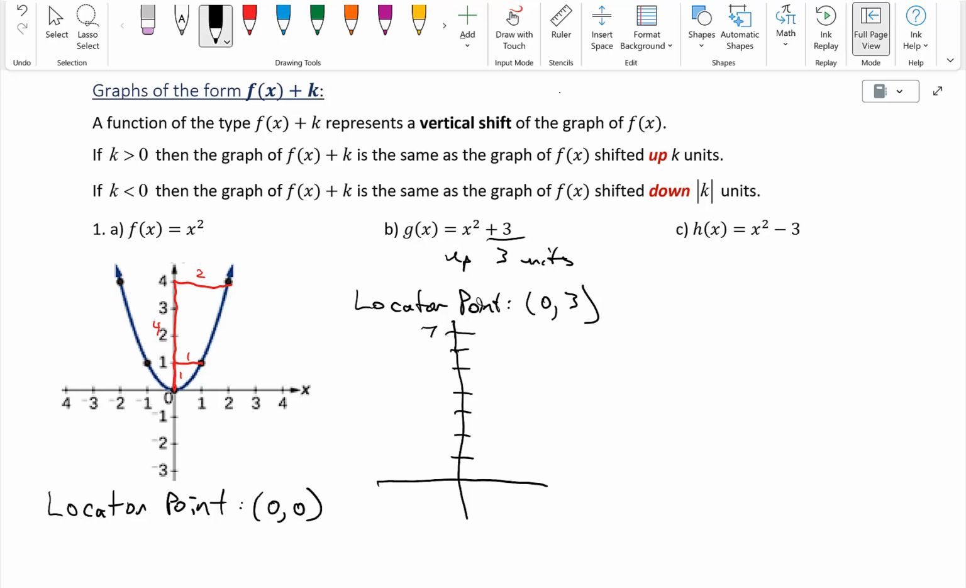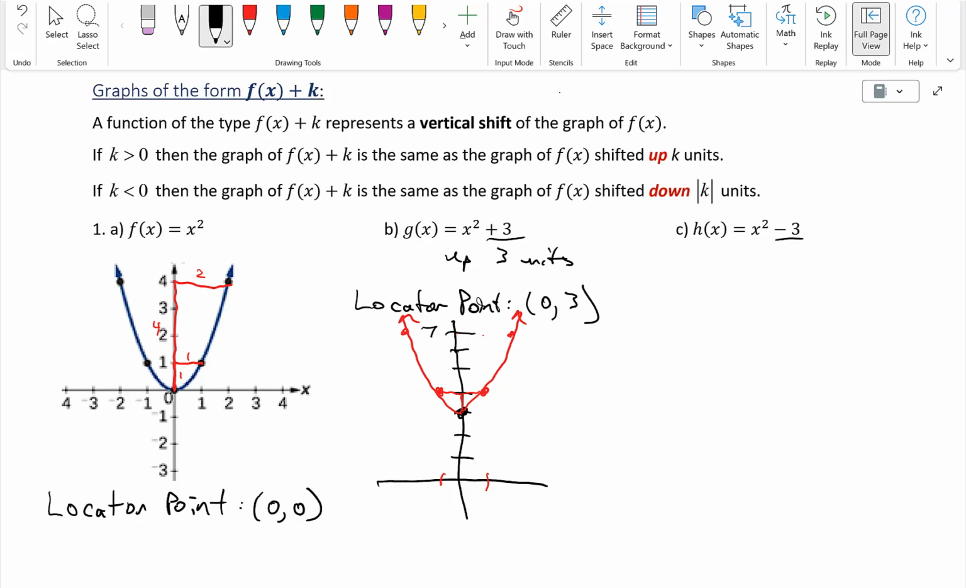But my locator point starts up there at 0, 3 on the y-axis, and then I'm still going up 1 over 1 to get to my first point to the right, up 1, left 1 to get to my first point on the left, if I'm following those around, and then up 4 over 2 to get to my point 2 out to the right, and up 4, left 2 to get to my point on the left. All right, easy when there's only one movement. We can see we really just shifted every single point up 3 units.